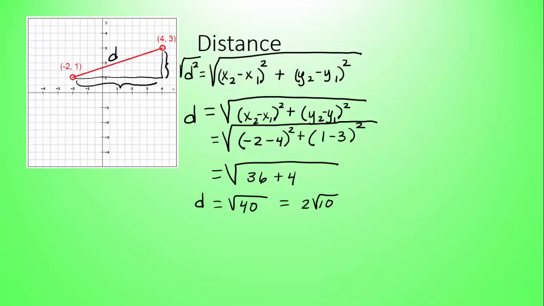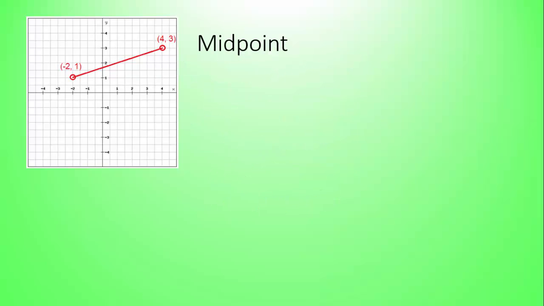Let's review the midpoint formula. The midpoint formula has got to be the most intuitive formula there is in algebra. To find this point that's equidistant from the 2 given points, you just average the x-coordinates and average the y-coordinates, and you get the point in between. So that looks like this.